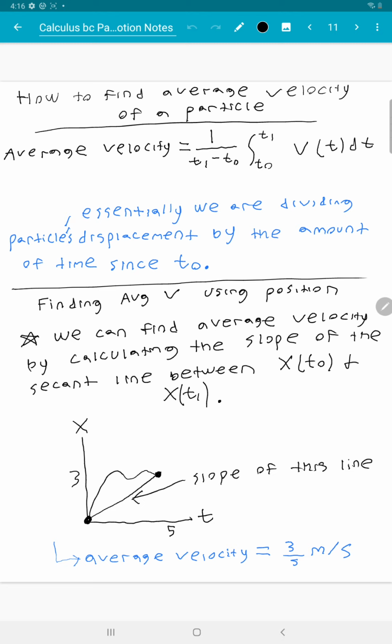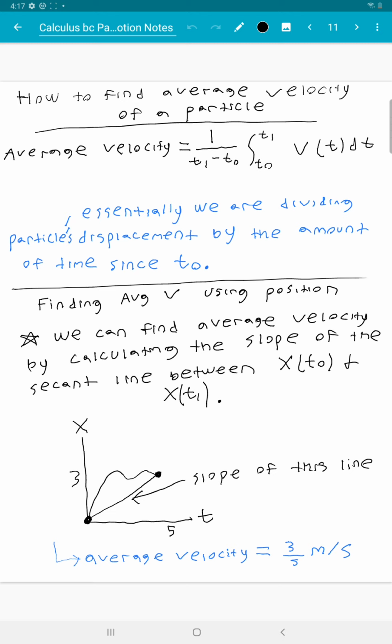Okay, so now let's talk about how to find the average velocity, acceleration, or speed of a particle. This is also a very common FRQ question. We all know how to take an average of a set of data. You add up all the data and then divide by the amount of data. Like if we have three numbers, 7, 2, and 3, those add up to 12, and we divide by 3 because there are three numbers, so the average is 4.